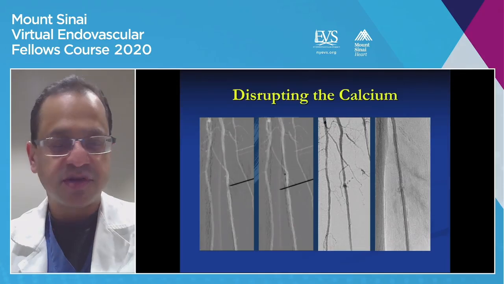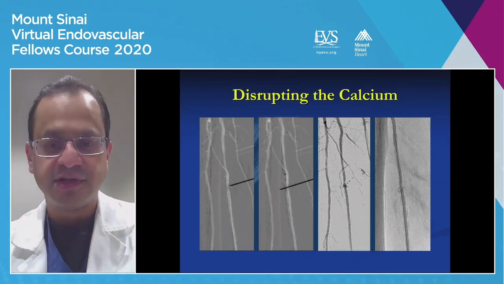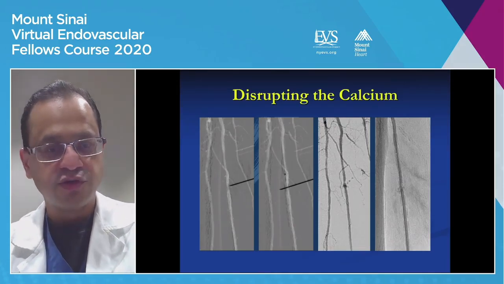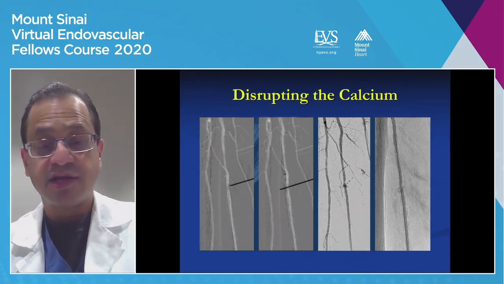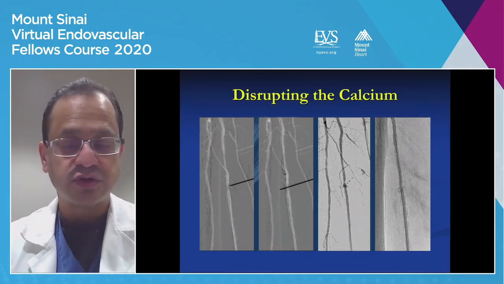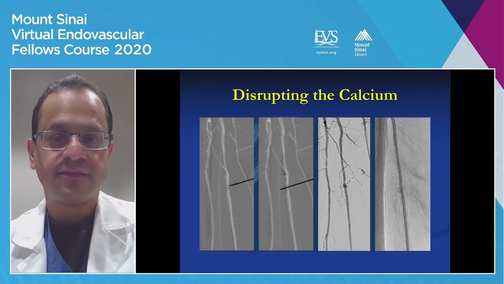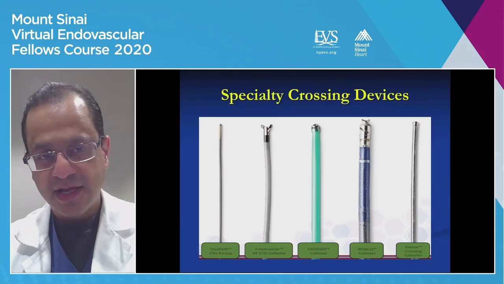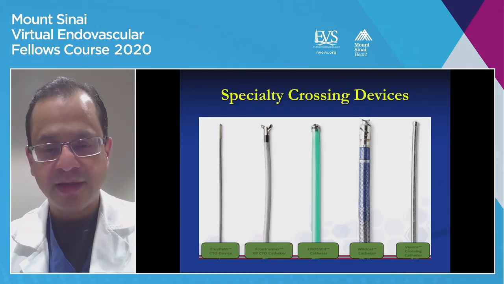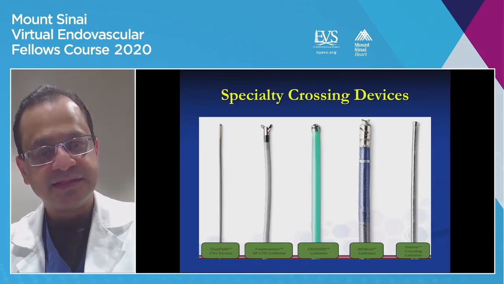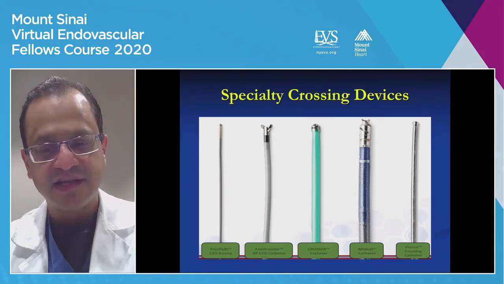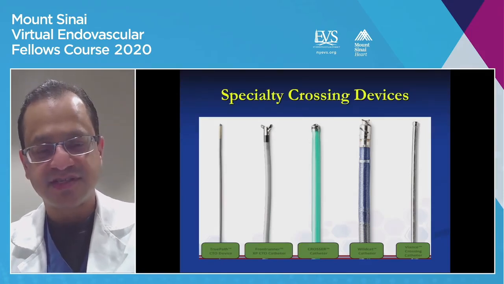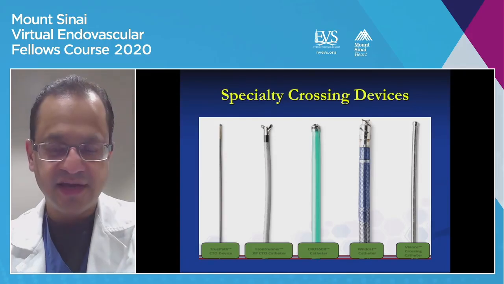The other thing is disrupting the calcium when you're not able to cross through it. You kind of loosen the calcium and you do it transcutaneously. Keep in mind, know the anatomy underneath so you don't injure any nerve. Again, you have a whole bunch of crossing catheters, specialty ones for below the knee. But personally, I've found that these are very challenging to use and they've not had as much success as you have in the SFA.